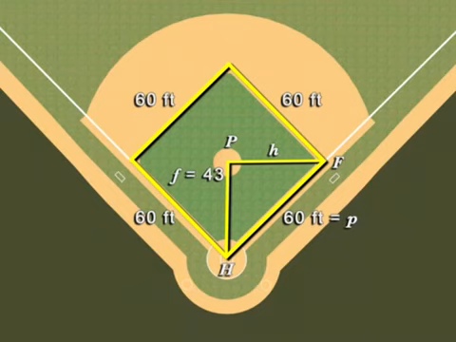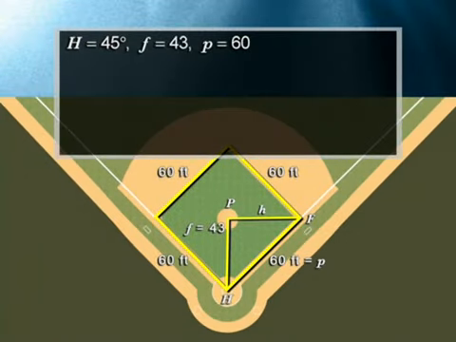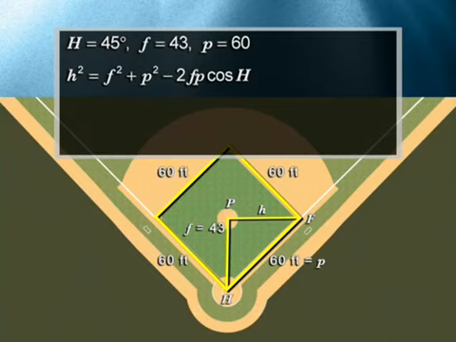vertex P. Now, what about the angle at H in the triangle? Well, the line joining H and P bisects that 90-degree angle at home plate, doesn't it? So the angle at H is 45 degrees. So we can use the law of cosines. Isn't this neat? We know little f is 43. We know that side. We know the other side is 60. And the included angle is 45 degrees. So the law of cosines is perfect here. Here we go. H squared, that's what we're trying to find, is f squared plus p squared minus 2fp cosine h.